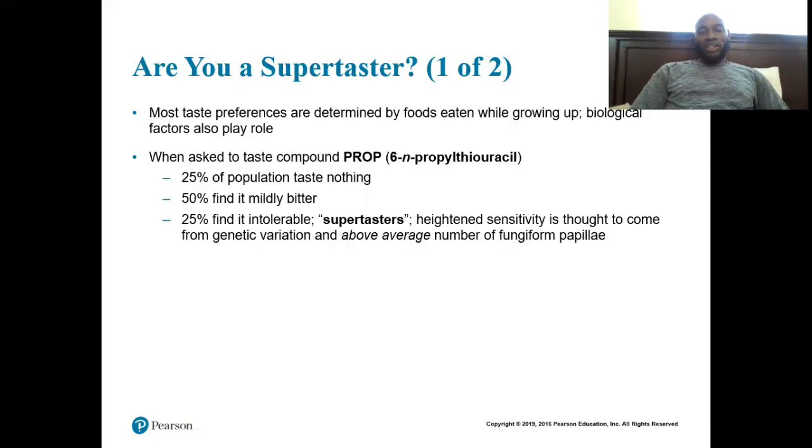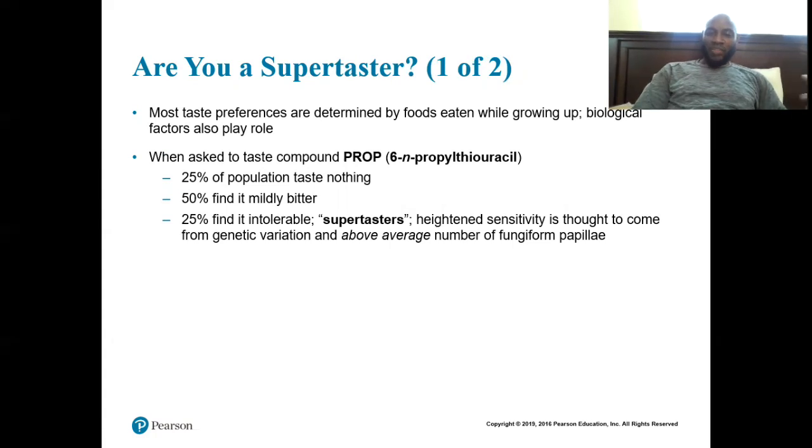A little quick input here. Are you a super taster? Most taste preferences are determined by foods eaten while growing up. When asked to taste a specific compound, 20% of the population tastes nothing, 50% find it mildly bitter, and 25% find it intolerable. They're considered super tasters.